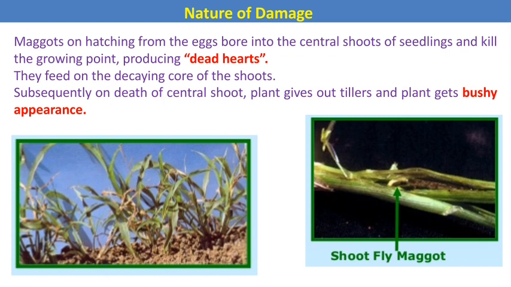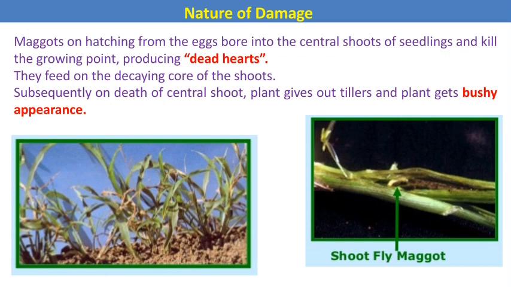Then how do these maggots actually feed in the field condition or in a sorghum crop? The maggot is the damaging stage. What happens after hatching from the eggs? The maggots bore into the central shoots of the seedlings, kill the growing points, and produce one characteristic symptom, that is dead heart. Dead heart means the maggots feed on the inner content of the tender shoots, the shoots wither and dry up, and the leaves also become yellowish in color. That symptom is called dead heart.